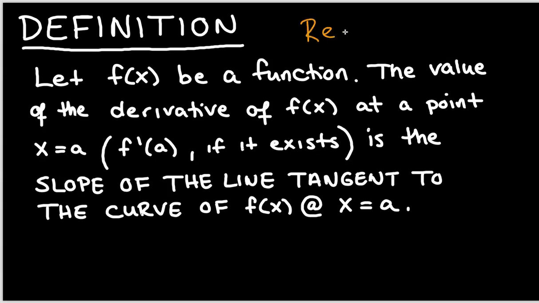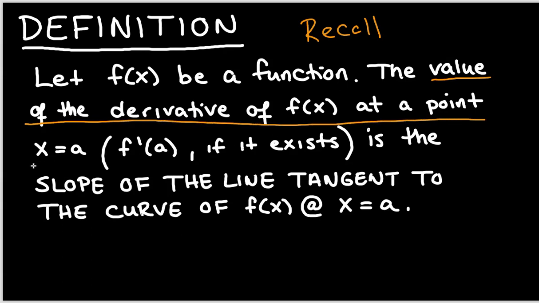First, I want you to recall this definition. I want you to recall the definition, and it's the direct definition of the value of the derivative of some function f of x at a point x equals a. So we're letting f be a function, and we want to know what the value of the derivative of f of x at a point x equals a is. Well, that's the slope of the line tangent to the curve of f of x at x equals a. So remember, the derivative gives you the slope of the tangent line at whatever x value you're talking about.